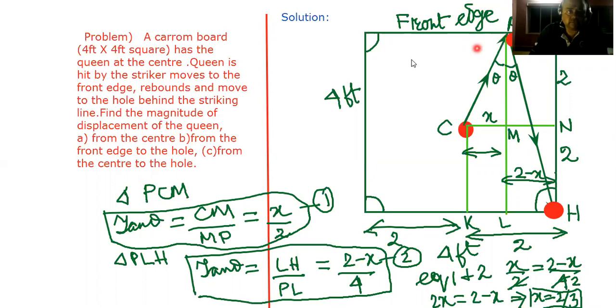So how to do that? In order to find out, you apply the simple concept of Pythagoras theorem. So if I just find out the value of CP, let me move on to the next page. Before I move on, I can write that CP square is equal to PM square plus MC square. So to show that, I can write easily, CP square is equal to PM square plus MC square.